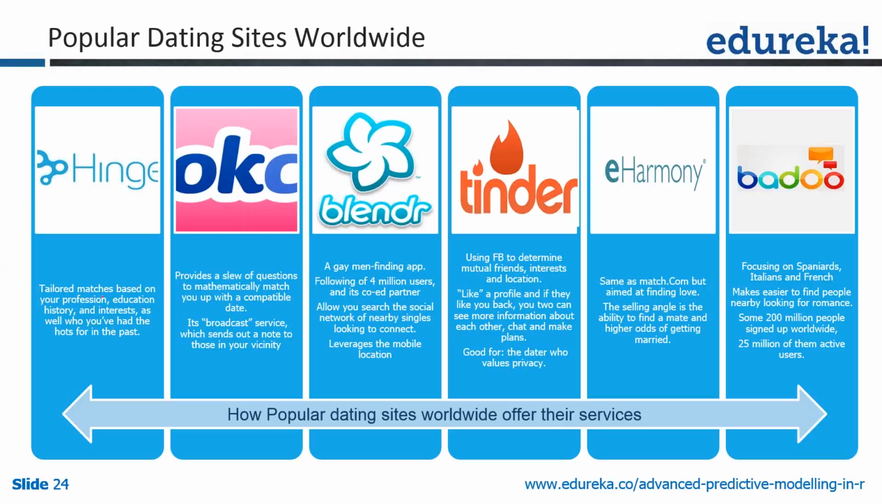So Hinge, right? Tailored matches based on your profession. Your profession would become your one input variable. Your education would become another input variable. Any other interest that you have, like playing cricket, watching football, playing American football, things like that, those become your X3 basically. Right? Based on all these input variables, you can predict the nature of the person. You'll have a broad classification about the nature of the person.